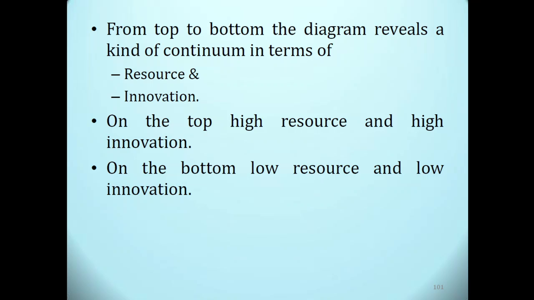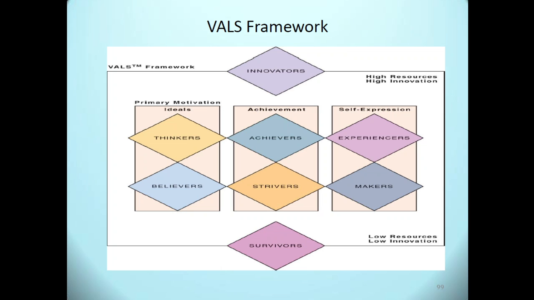We'll look at that. But the other parameter on which the framework is built is, if you look from top to bottom in the diagram, it reveals a continuum in terms of resources and innovation. On top, high resource, high innovation; at the bottom, low resource and low innovation. High resource, high innovation is for building the kind of products that innovators like, and low resource, low innovation for the products that survivors like. Believers, strivers, and makers fall into low resource, low innovation, and the thinkers, achievers, and experiencers fall into high resource, high innovation, somewhere there.